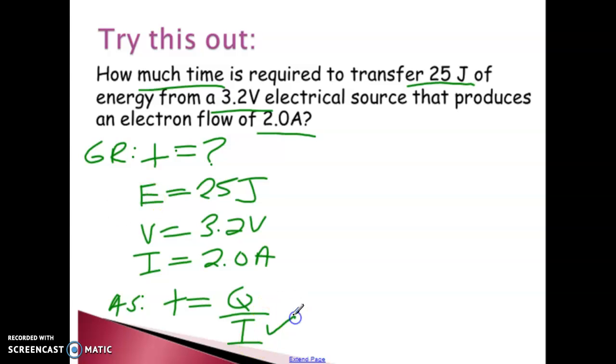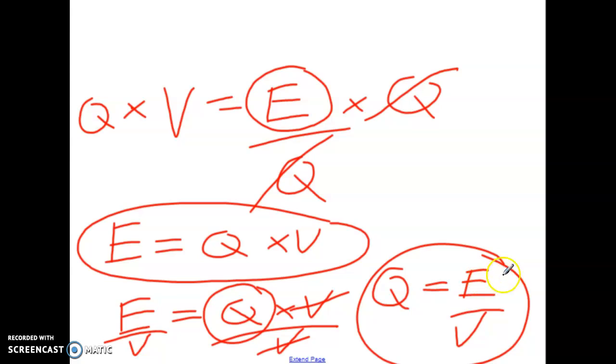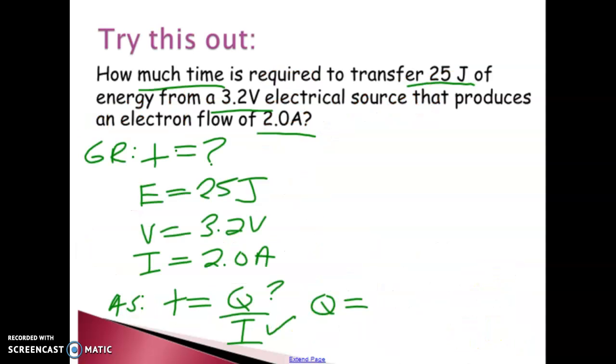So we have I, but we're still missing Q. That means we have to solve for Q using the information we have. If you recall, Q is equal to E over V. We can use that because we have energy and we have voltage. You have to look to see what information you have to work with. Then we're going to plug in for Q and solve for time. Okay, so let's do it.